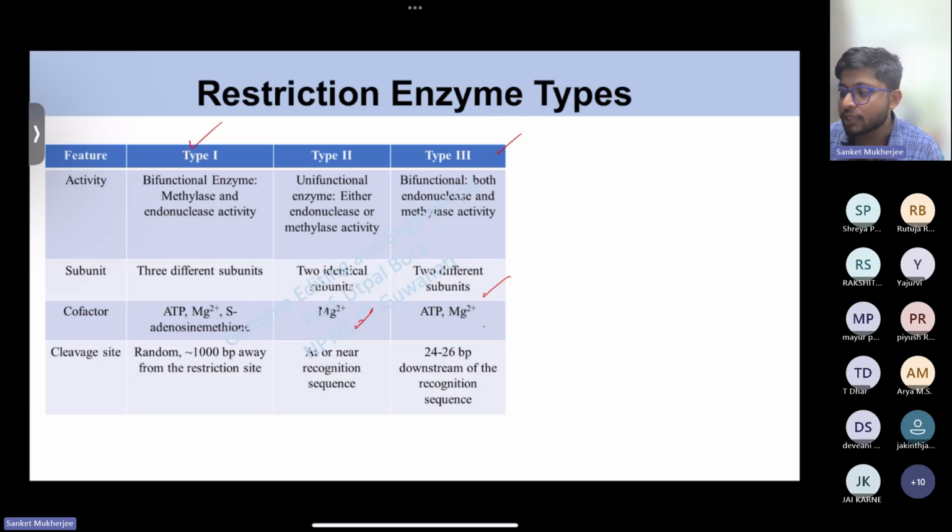So can anybody tell me why, I mean, restriction activity or endonuclease activity is very important, but why is methylase activity also present in the case of type 1, type 2, type 3, all the restriction enzymes? So can anybody just share if they know?